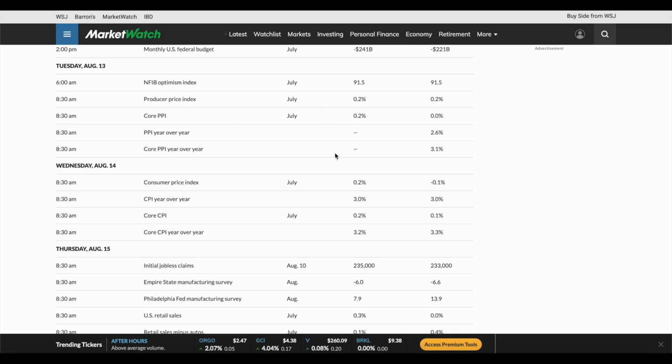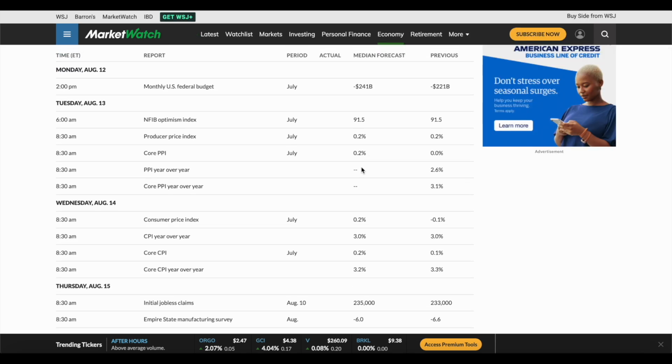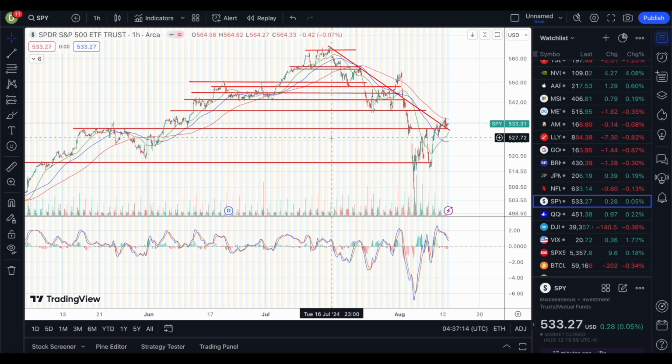Now, one thing I should probably give is the PPI expectation numbers. They're more likely going to be looking at the core PPI year over year. Previously it was 3.1. Expected is not really posted for the time being, but if we get better than 3.1%, then that obviously will be in favor. The market will be favoring that, obviously.